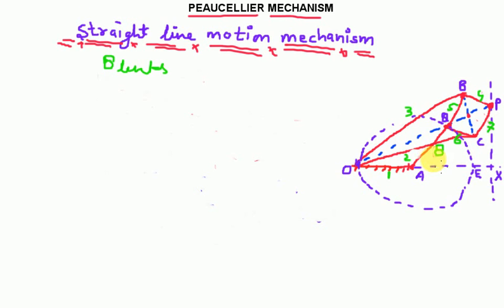When link AQ rotates, the product OQ into OP is constant. That is, OQ into OP equals a constant. And as we have just discussed in the previous section, if we are able to prove that OP into OQ is constant, then we can also say that point P traces a straight path perpendicular to OA.